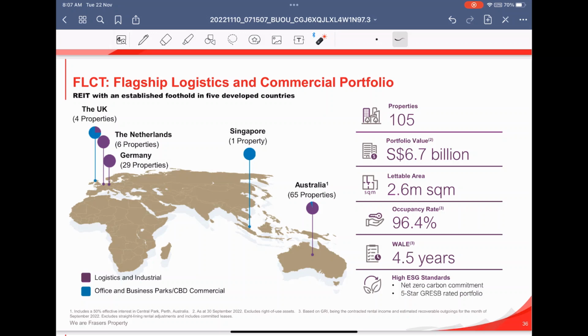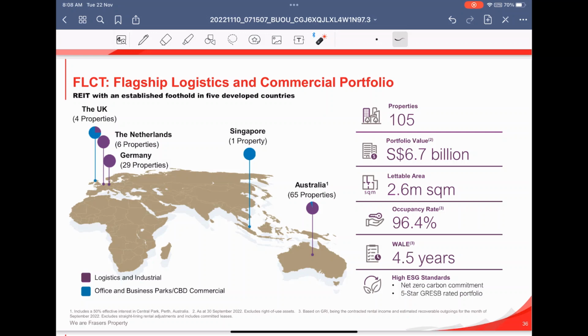So with 105 properties, like I mentioned just now, only one is in Singapore, whereas as you can see, the rest are in the UK, Netherlands, Germany and Australia, with the majority in Australia. Moreover, they also separate into different categories such as logistics and office and business parks, which we'll elaborate more later. As you know, the currencies of these countries have recently dropped a lot in currency strength. So because of this, their dividend and distributable income has been impacted.